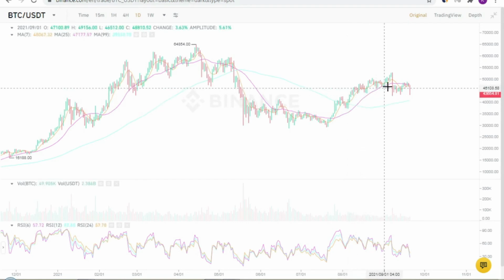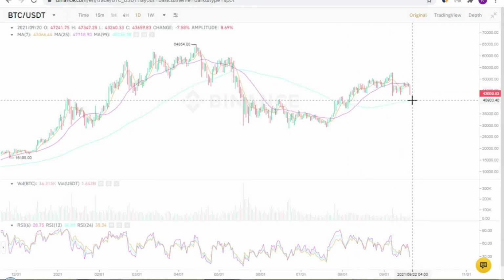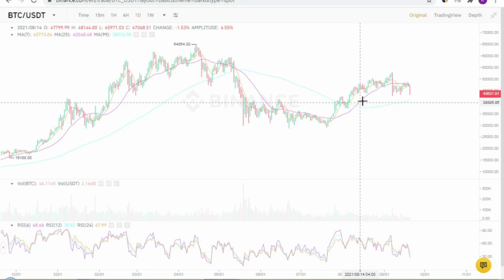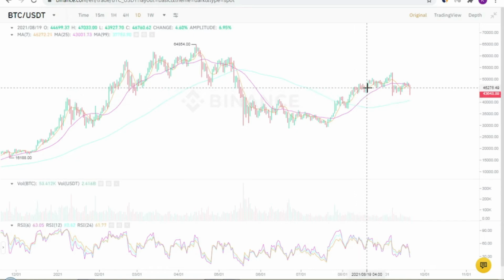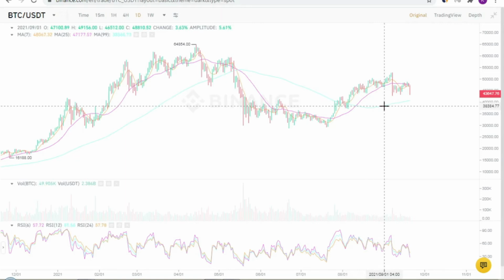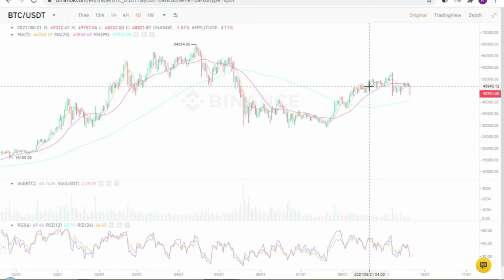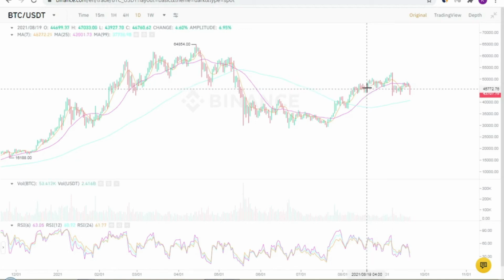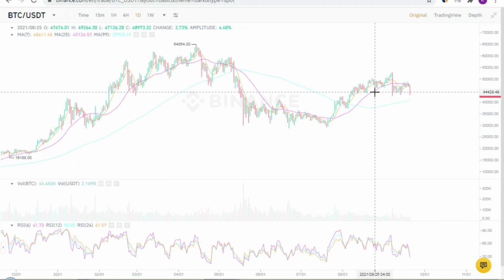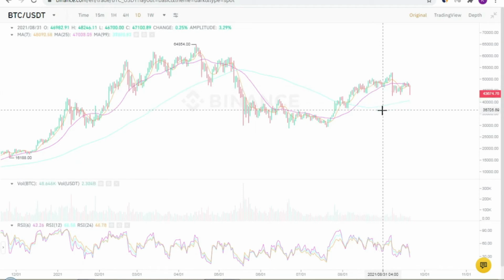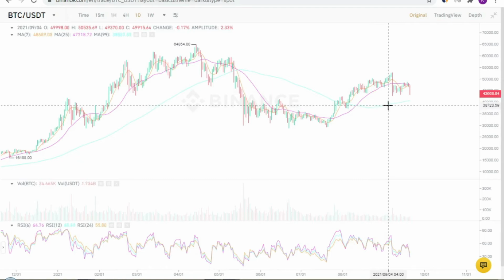This, the purple one, is the 50-day moving average. So we have the 200-day, the 50-day, and the 20-day moving average. Now, the 200-day being the slowest moving average, the 50-day being the slower moving average, and the 20-day being the slow moving average. So the 20-day moving average moves faster than the 50-day moving average, and the 50-day moving average moves faster than the 200-day moving average, if my English is right.